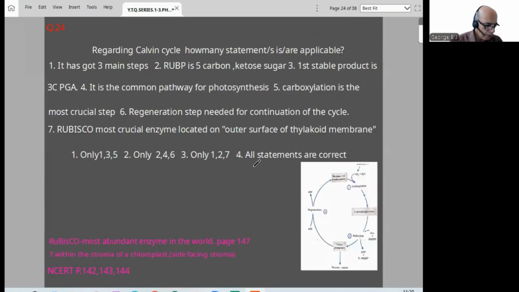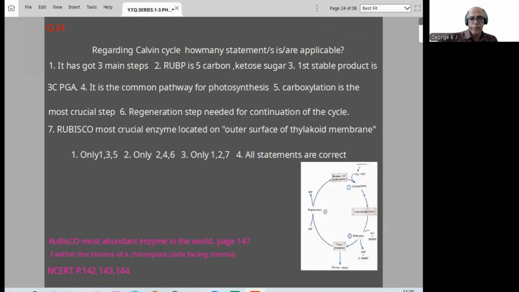Now coming to 24. Regarding the Calvin cycle, how many statements are applicable? The Calvin cycle has 3 main steps, correct. RuBP is a 5 carbon ketose sugar, and the first stable product is the 3 carbon PGA. It is a common pathway for photosynthesis. Carboxylation is the most crucial step. The regeneration step is needed for the continuation of the cycle.